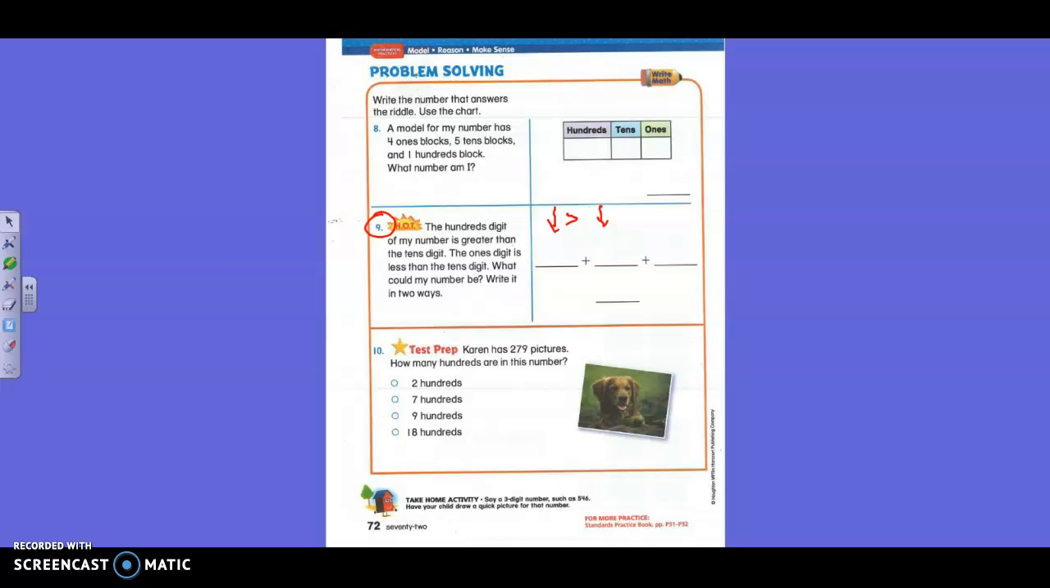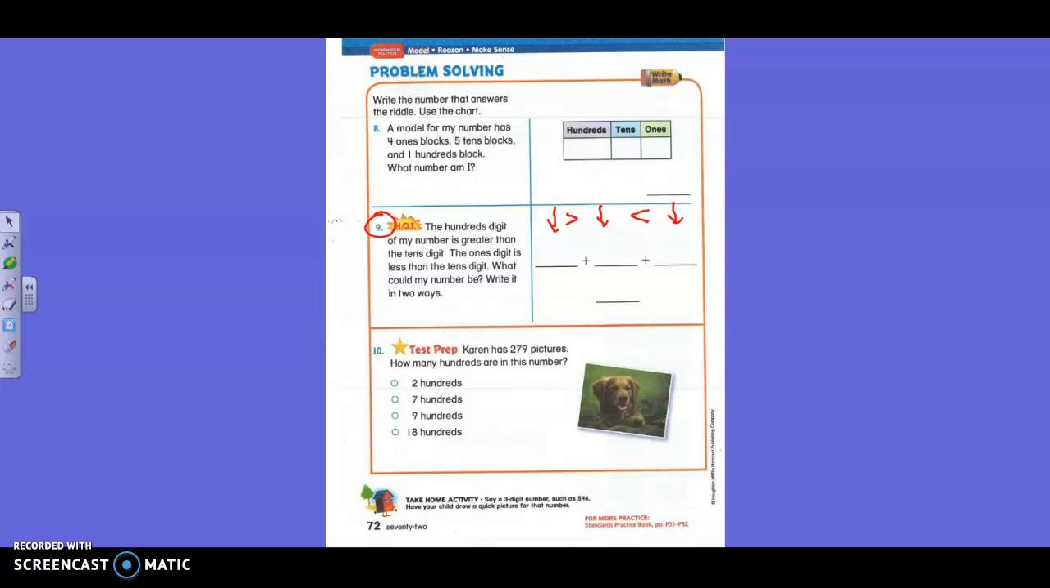Okay, are you ready? The ones digit is less than the tens digit. Okay, so this one has to be less than the middle one. The 1 has to be less than that. So you have basically little, big, bigger for the numbers, okay? Now, let's keep reading. What could my number be? Write it in 2 ways.